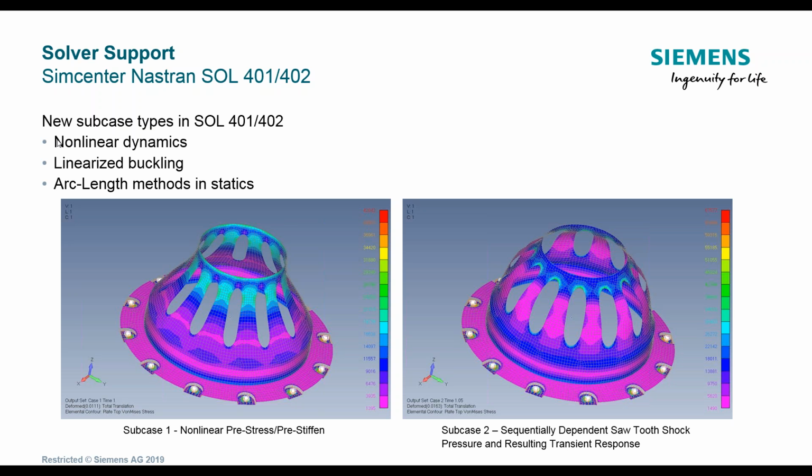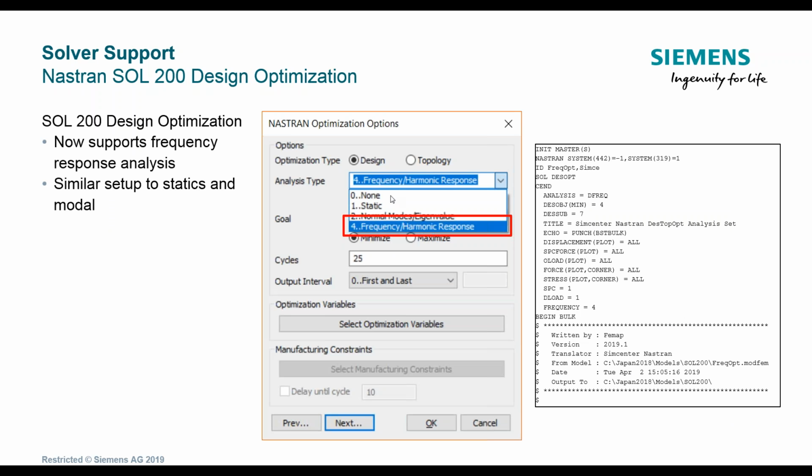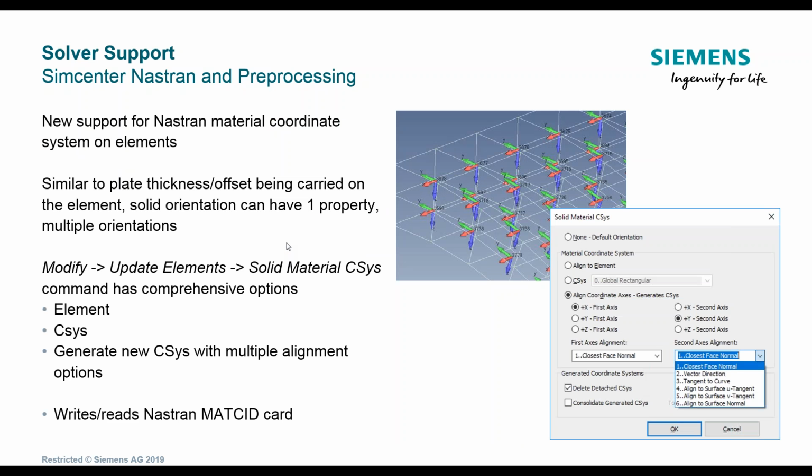And here it is talking about the different subcase types that you can define for solution 401 and 402. It looks like they added frequency and harmonic response to design optimization. If on any of these that I'm glossing over, these are things you're interested in, definitely reach out to us and we can offer you a little bit of support in getting started in a little more detail.